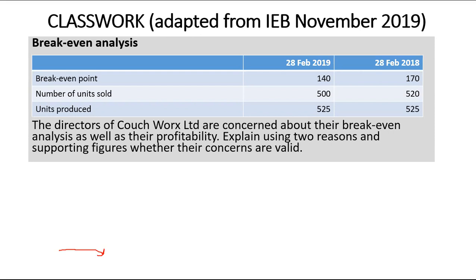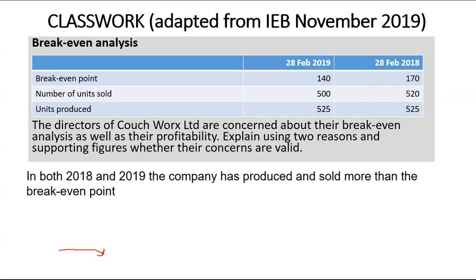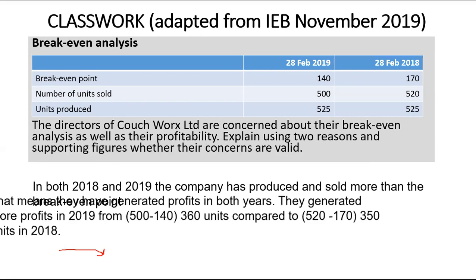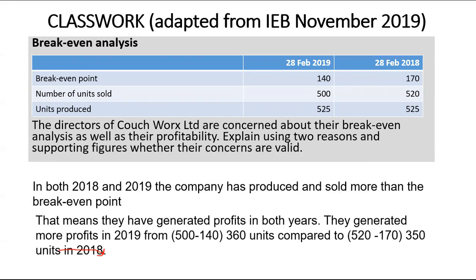So this is the calculation that I did quickly. I realized that in both 2018 and 2019, the company has produced and sold more than break-even point, which means it's still generating profits, which is not bad news at all. But what I also notice is that when I determine how many units generated profits in both years, I realized that in 2019 is 360 units that generated profits compared to 315, which is a 10 units drop. And I don't think that's a big deal, to be honest. So there's nothing to be really concerned about here.